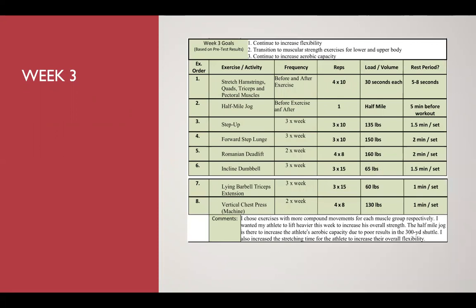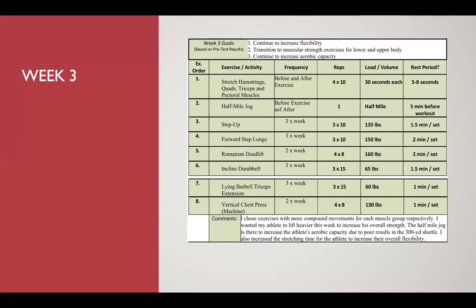So week three, continue to increase flexibility for the goals, transition to muscular strength exercises for lower and upper body, and continue to increase aerobic capacity. So we did stretching as usual, up the time to 30 seconds, and did a half-mile jog as a warm up, before and after exercise, a warm up and a cool down.